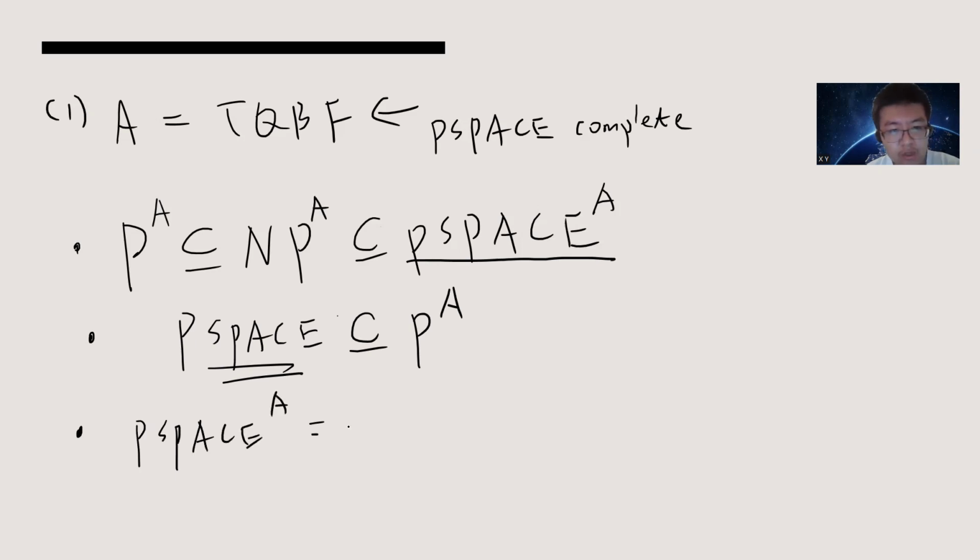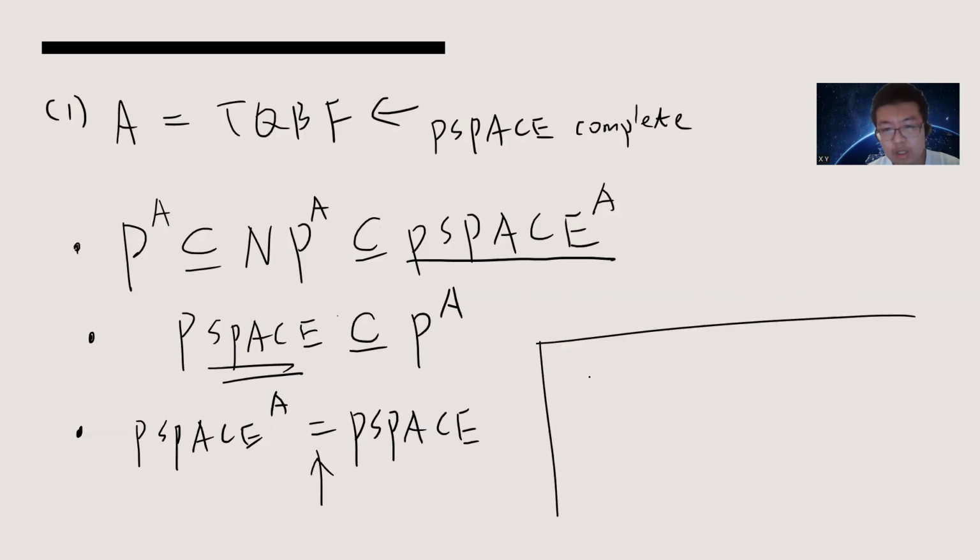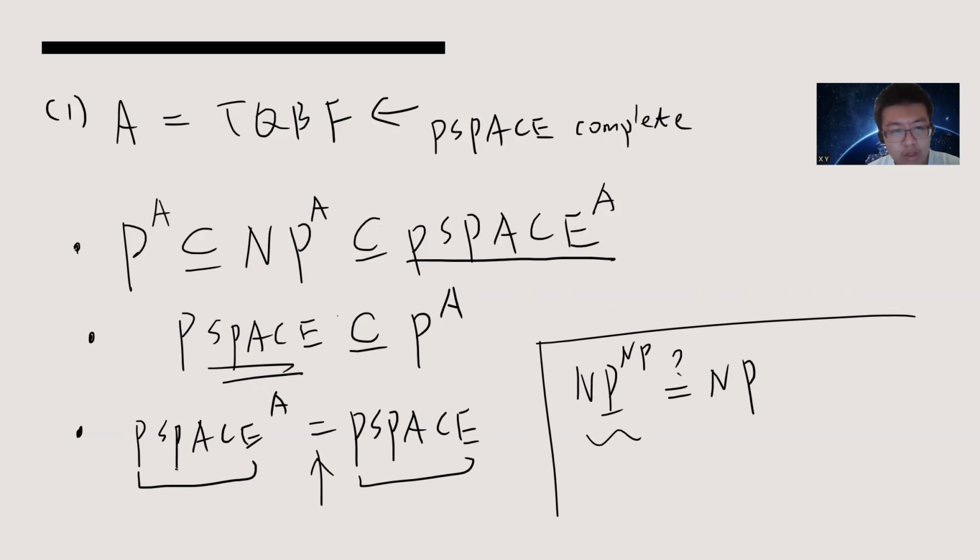The final fact is that PSPACE with oracle A is the same as PSPACE. This is probably the non-trivial part. For example, NP with an NP oracle may not be the same as NP, because of the polynomial hierarchy. But for PSPACE, it is very simple: a PSPACE machine doesn't care about time. Whenever it accesses A, I can just use polynomial space to solve A, and I don't care about time.